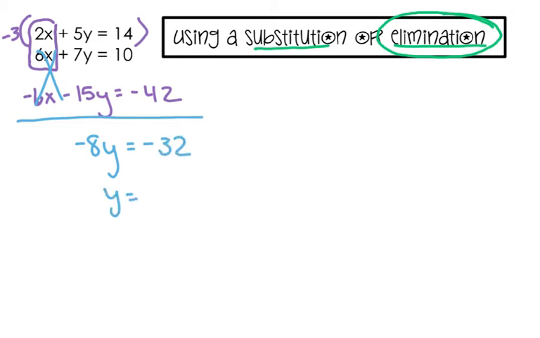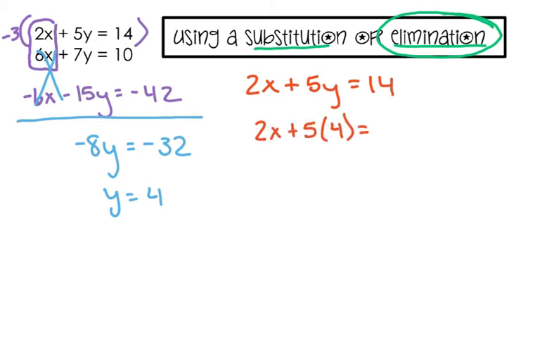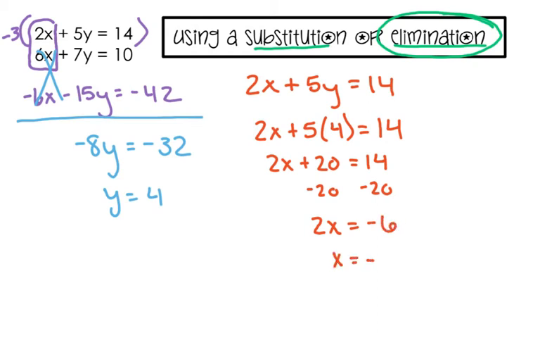I'm going to divide by negative 8 on both sides, so that gives me 4. So you can see as I'm solving this, I'm actually creating a coordinate. So this would be a 1 solution. I'm going to plug that back into the first equation because it's got some smaller numbers. So I'm going to get 2x plus 5 times 4 equals 14. 2x plus 20 equals 14. I'm going to subtract 20 on both sides. So that's going to give me a negative 6. So x equals negative 3.